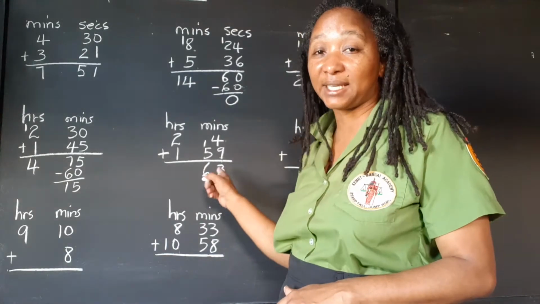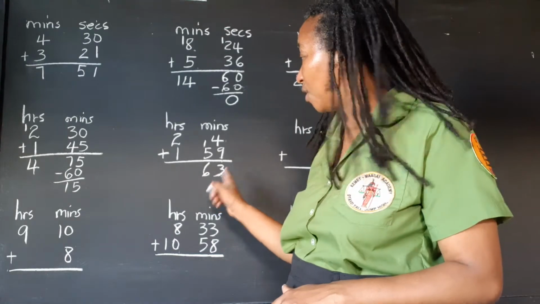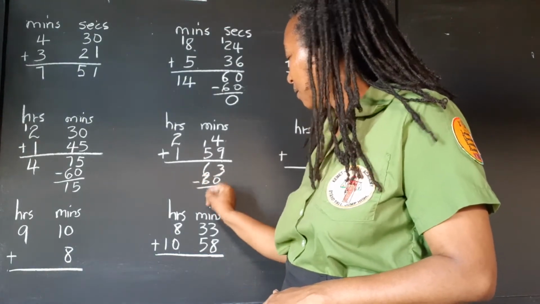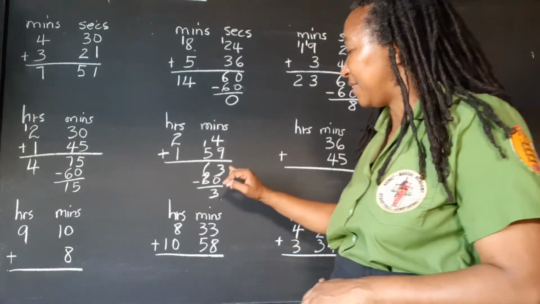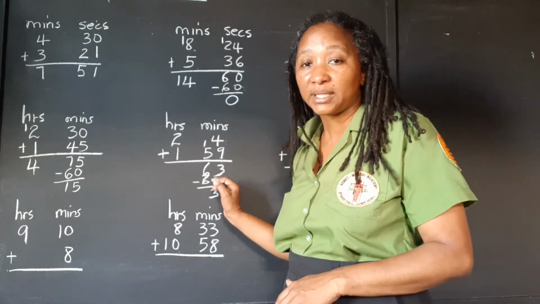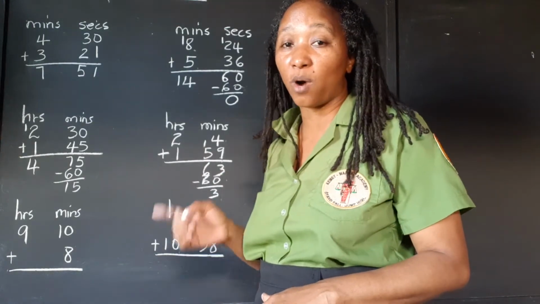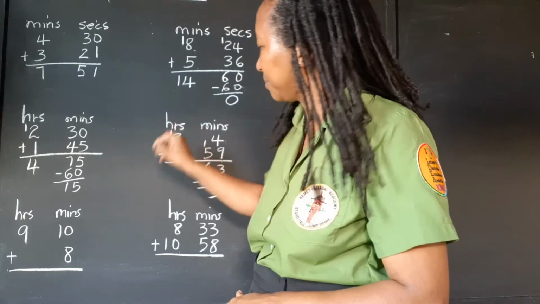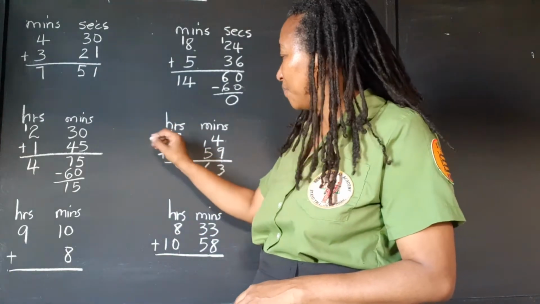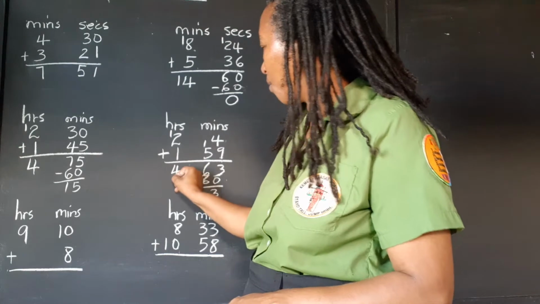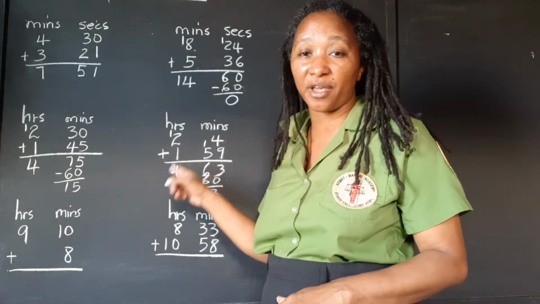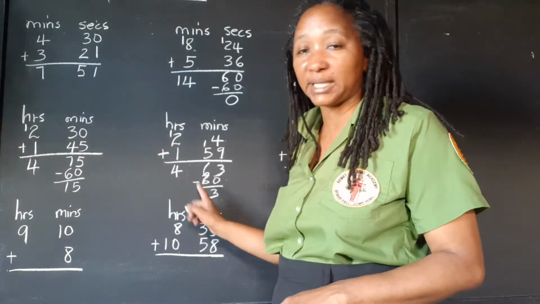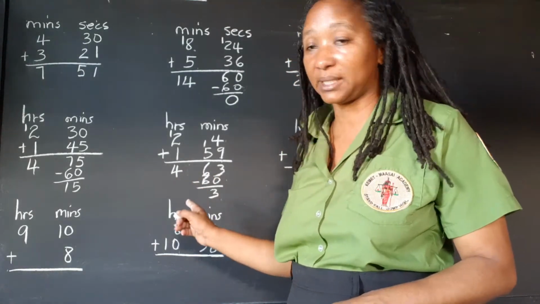We can take 60 from this. We can take a batch of hours. 1 batch of hours. So we're left with 3 minutes. This 60 minutes, since we know that 60 minutes make 1 hour, we're going to transfer this 60 minutes over here, and it becomes 4 hours when we add it to the hours that were there already. So the final answer is 4 hours and 3 minutes.